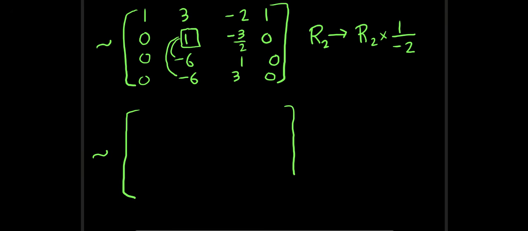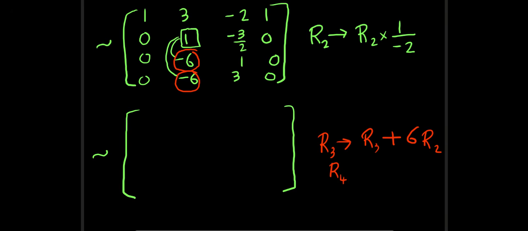So let's write the operations. So look at this. My target is in the third row. So I'm going to write R3 changes to R3. I'll write plus because I know minus 6 plus 6 into 1 will give me 0. And my next target is in the fourth row. So I'm going to write the operation R4 changes to R4 plus 6 R2.